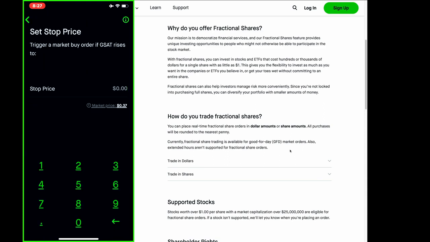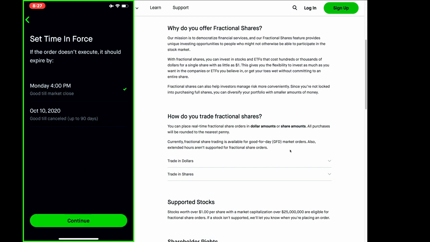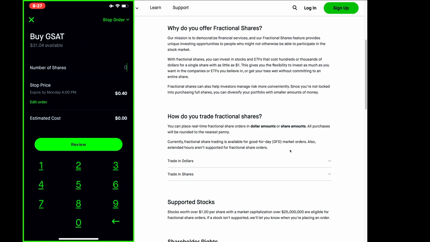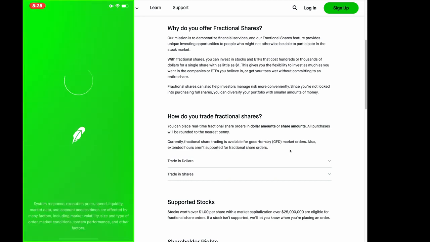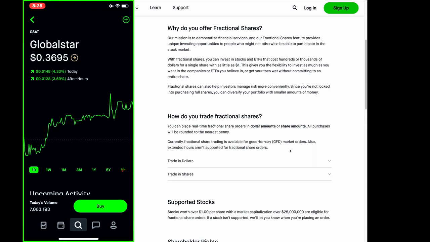All right, let me go ahead and show you a stop order. A stop order is going to trigger a market buy order if it rises to the stop price. So let me put a price of 40, and you can see Monday till 4 p.m. And then if I don't get filled, it cancels, and let's say 5 shares. So my stop price is 40 cents. It's going to cost me $2 if it goes there and I get filled. And rinse and repeat. All right, let's go ahead and cancel that.